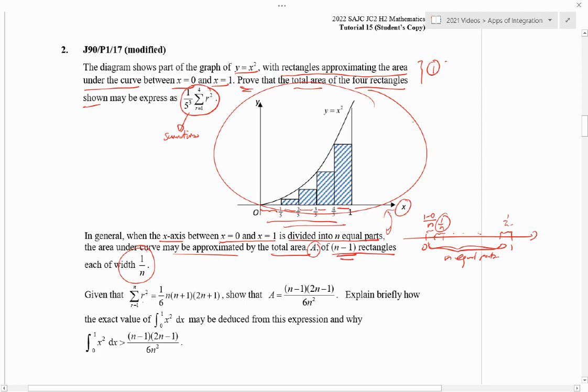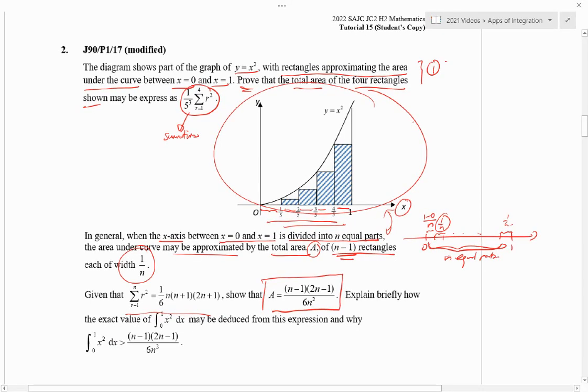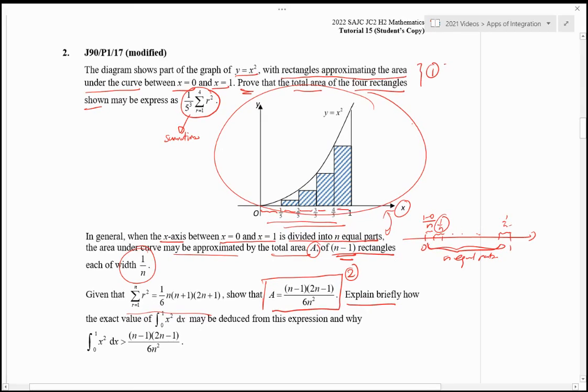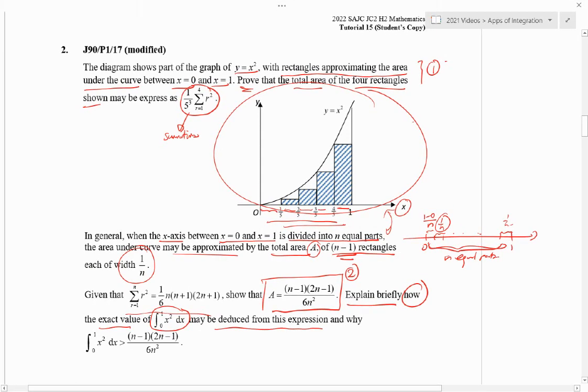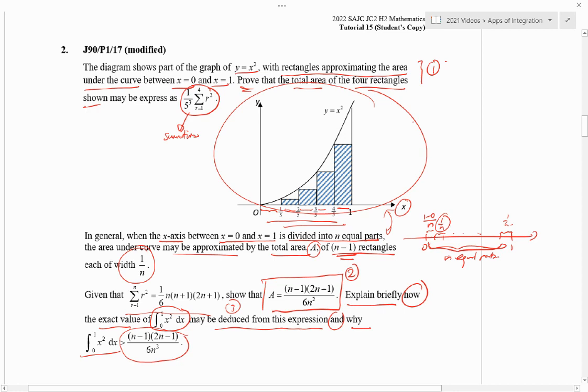Now, given that the summation of r squared from r equals 1 to n is this, a given expression, show that the area A can be expressed as this. So this is the second requirement. You are then asked to explain briefly how the exact value of this integral can be deduced from this expression. So that is the third requirement. And lastly, why the definite integral from 0 to 1 of x squared dx is larger than this expression that you are seeing here. Not a very simple one for the fourth requirement.